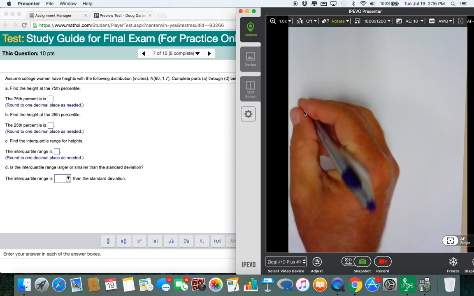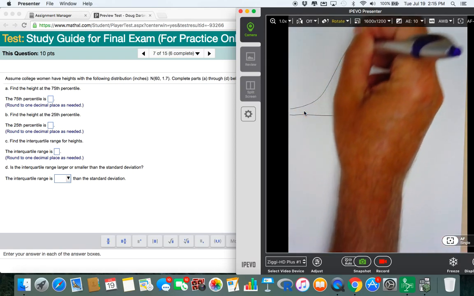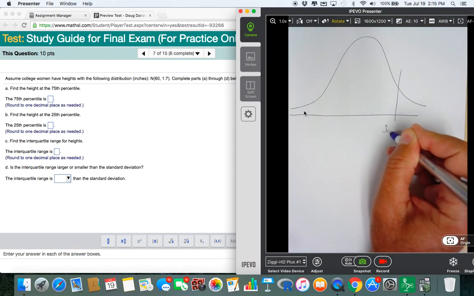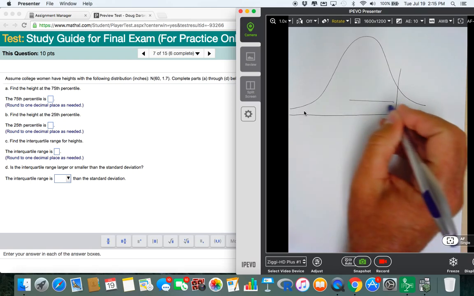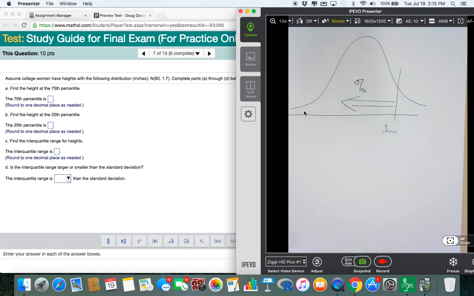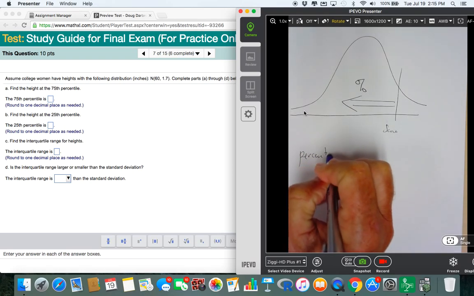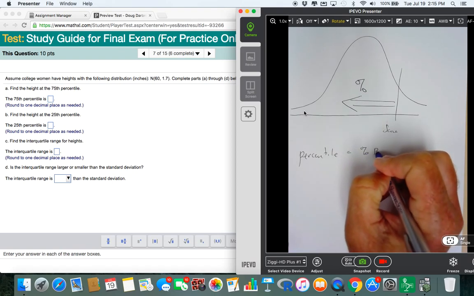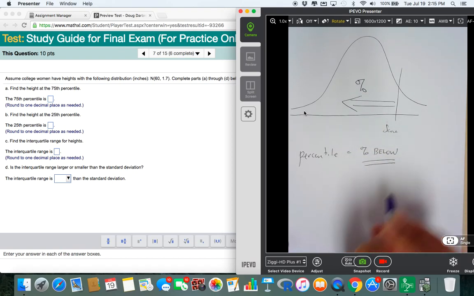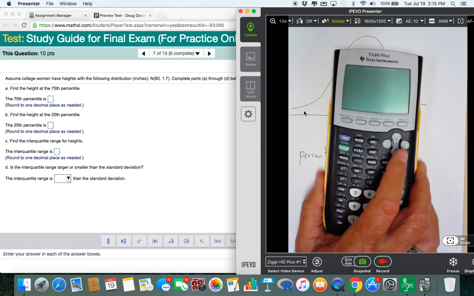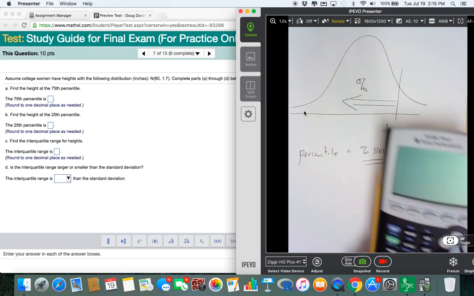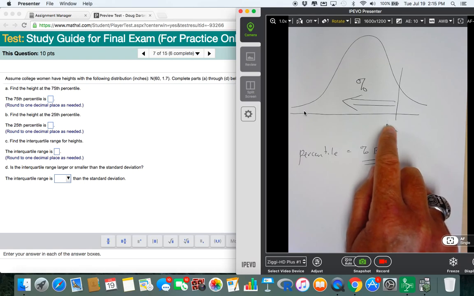Percentile tells us, for a particular score, the percentile is always the percent below. Rarely in mathematics can you say something is always. Percentile is always below. So gang, for the first one, the 75th percentile, we want to find the score that has 75% of the observations below it.